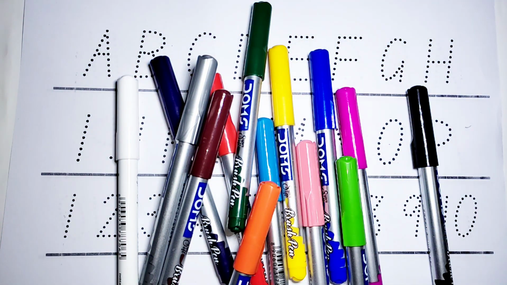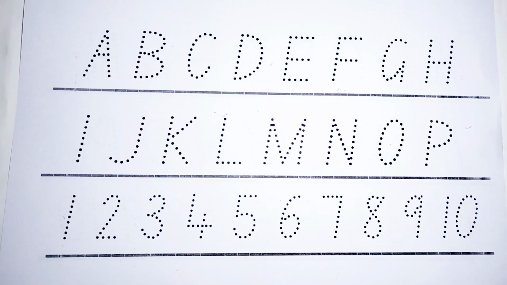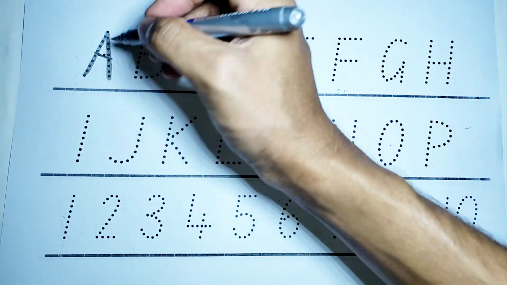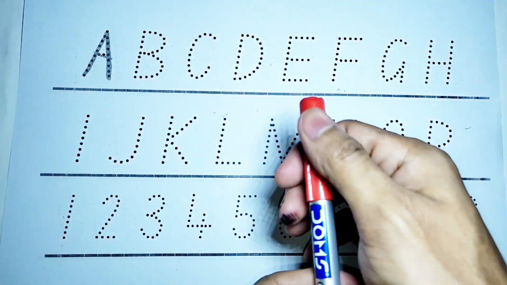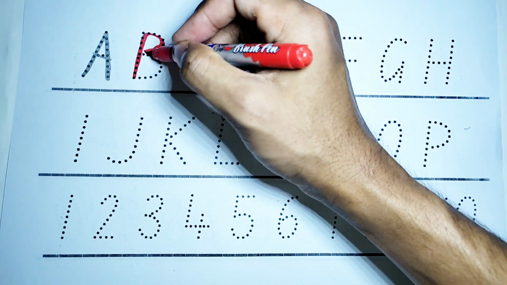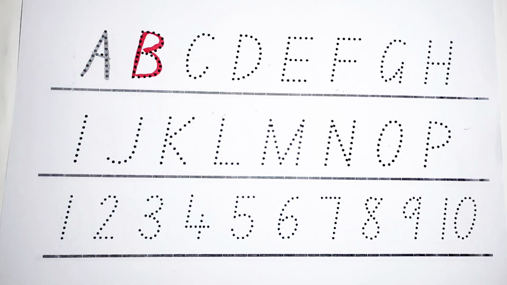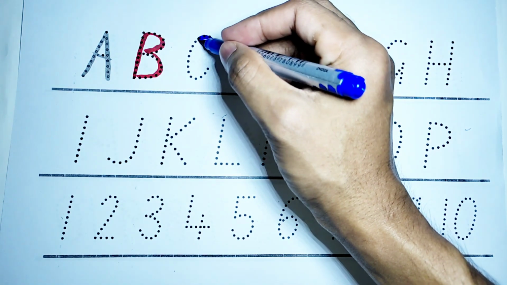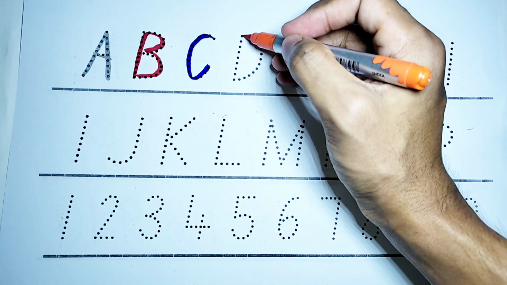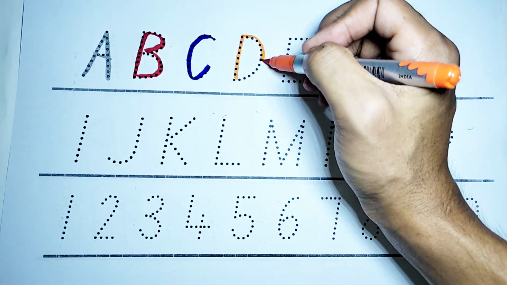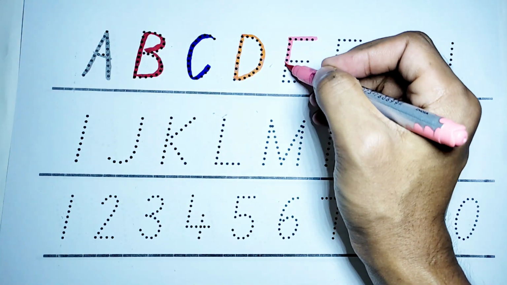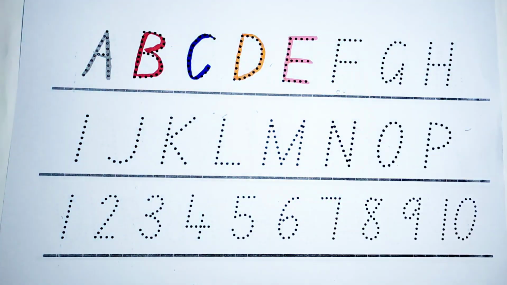Today we draw alphabets and numbers. A. Red color. Now we draw the alphabet of B. B. The alphabet of C. D. E.